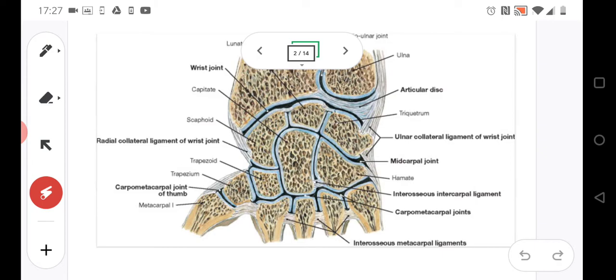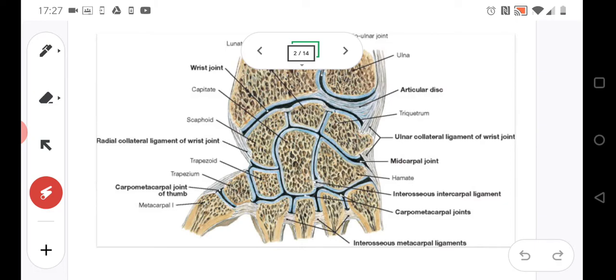So, what you need to know, of course, is why we are naming those ligaments. As always, those names are just to remember what is especially connected with each other. And for example, we have the radial collateral ligament of the wrist joint.